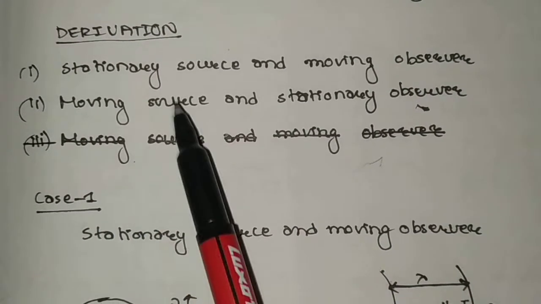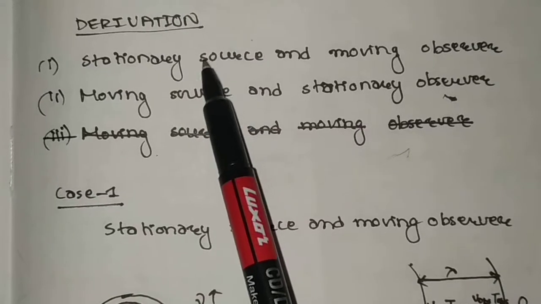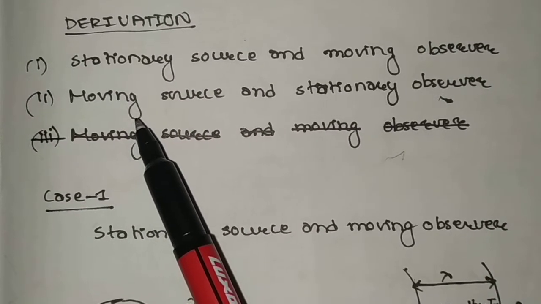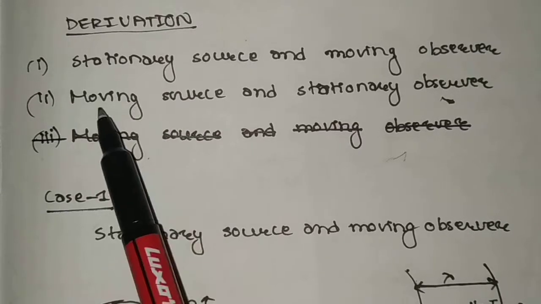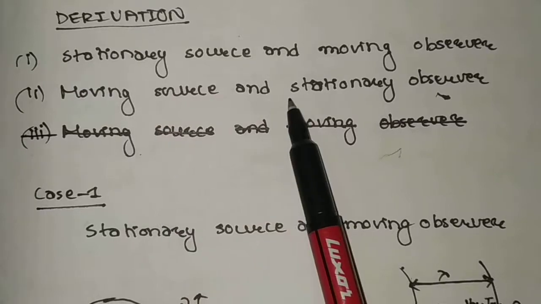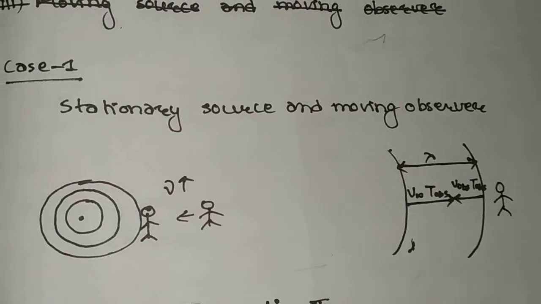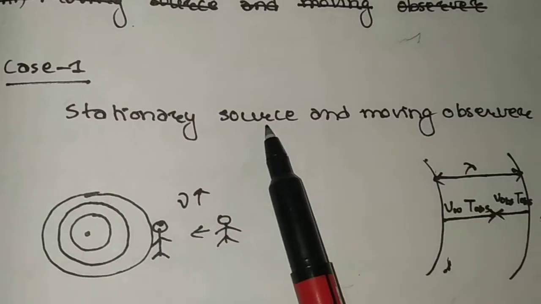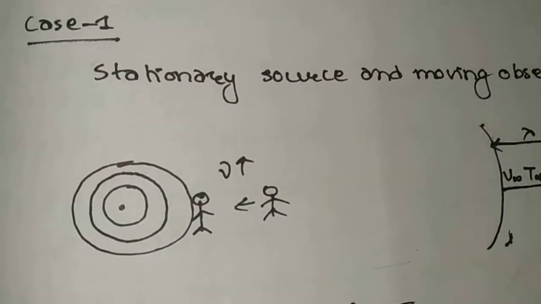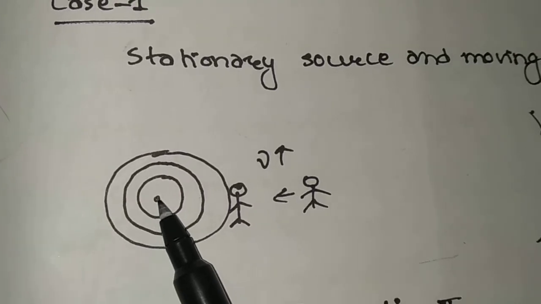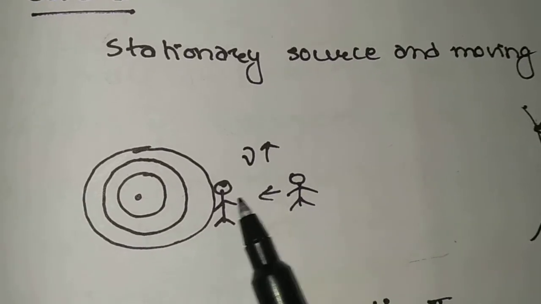Now guys, let's move on to the derivation part. In order to derive the Doppler effect, there are two situations we need to consider: stationary source and moving observer, and moving source and stationary observer. Let us consider case 1, that is, stationary source and moving observer. In this case, the source is stationary and the observer is moving towards the source.